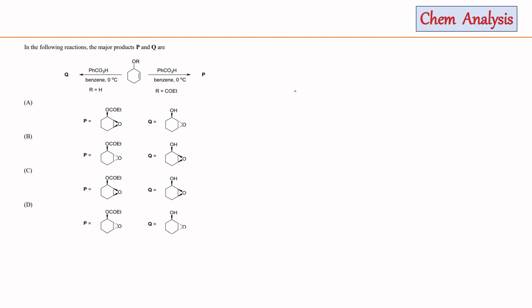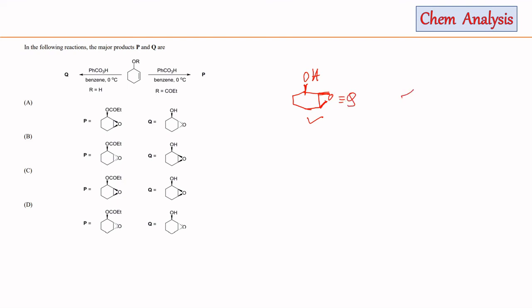Thus, we can say if R is hydrogen and OH is above the plane, then epoxidation will also take place above the plane. If OH is below the plane, then epoxidation will take place from below the plane. Since in all the cases OH is given from above the plane, I am writing it above the plane, and therefore the Q will be this product.